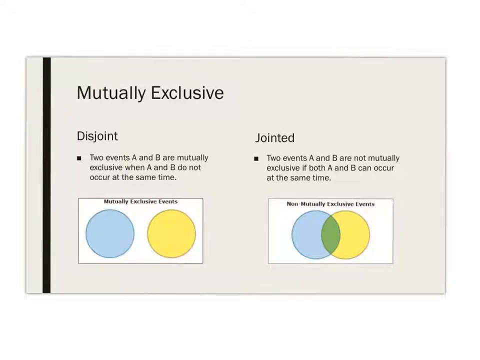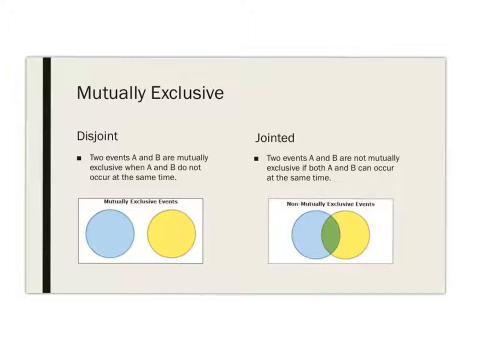In this video, we'll discuss the addition rule. The first thing we're going to talk about is called mutually exclusive events. Two events A and B are mutually exclusive if when A occurs, B cannot occur. So if A occurs, then B cannot occur. It means that they're mutually exclusive.